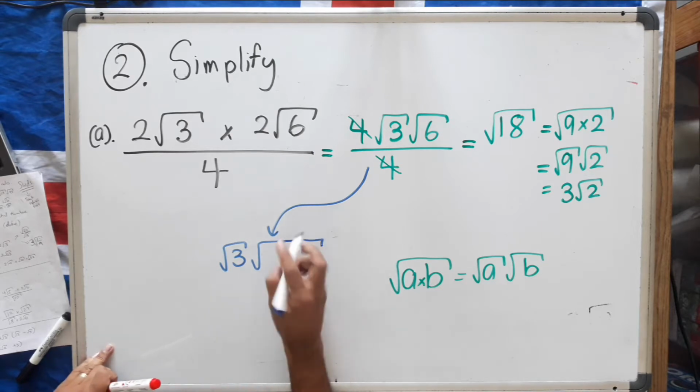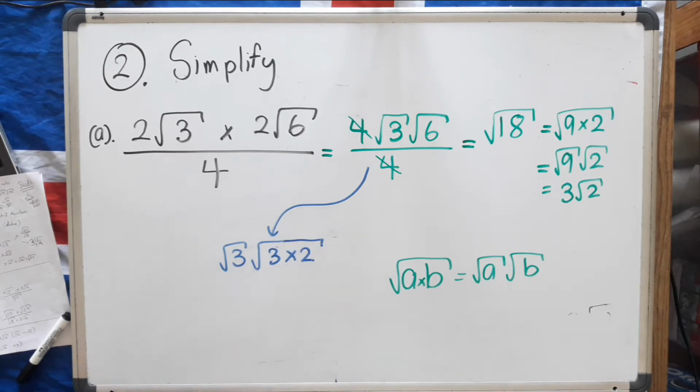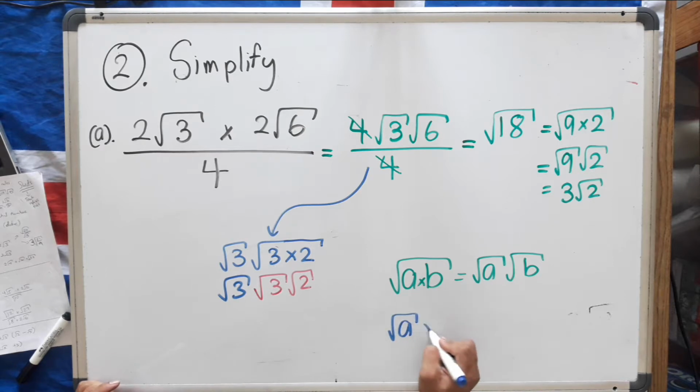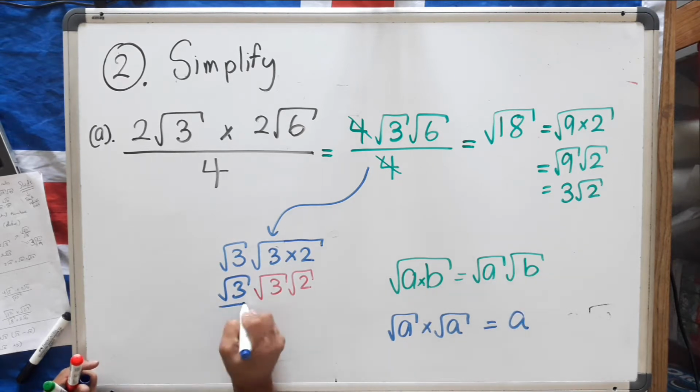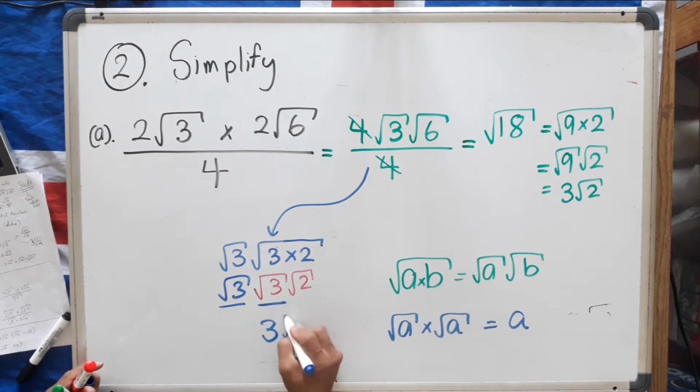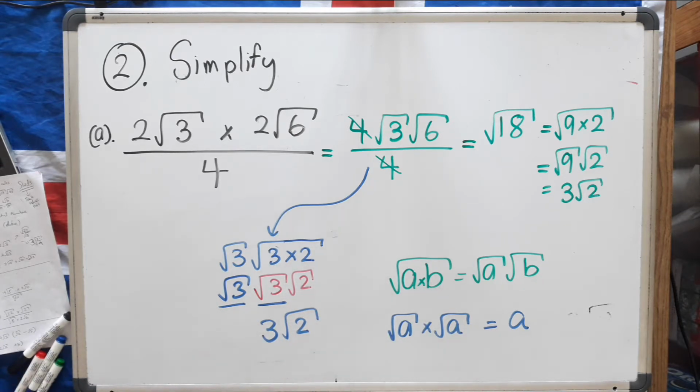6 is the same thing as 3 multiplied by 2. So that means both of them are going to get their own individual square root sign. And we have the square root of 3. Remember this rule? The square root of a multiplied by the square root of a. Once both of them are the same and you have a square root sign, you just get what? A. The square root of 3 multiplied by the square root of 3 is just what? 3. And then you bring down the square root of 2. You get the same answer. Two different methods, same answer. All right, let's try another one.